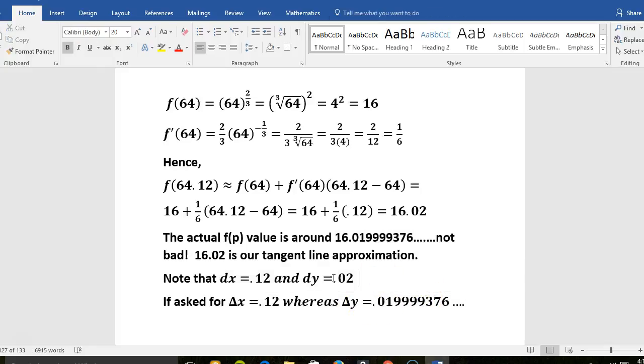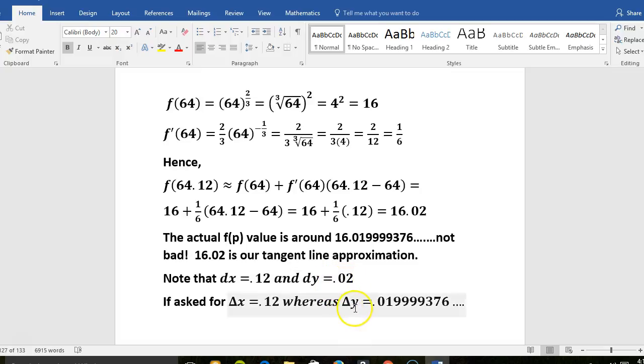Now keep in mind, guys, dy is 0.02, whereas delta y is this irrational number. But notice they're mighty close. Dy is very pretty, delta y not so much. But delta y is even more honest, though in general hard to find. Delta y is the difference between f of p and f of c, the exact difference. Now dy is just an approximation to that, but it's a very good approximation, although not perfect.